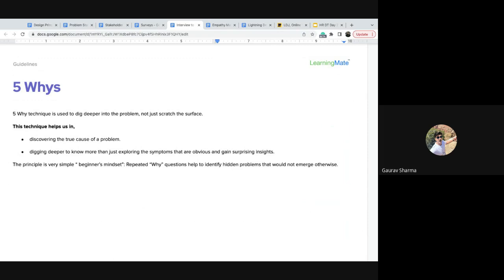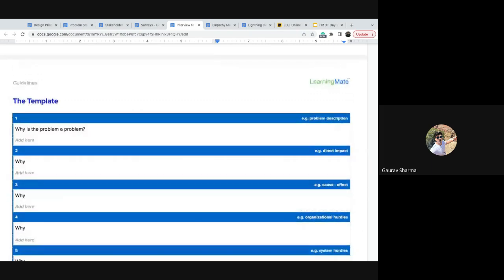This technique helps us discover the true causes of the problem, digging deeper to know more than just exploring the symptoms that are obvious, and gain surprising insights, right? The principle is very simple. Start with a beginner mindset, and repeat why questions on one story or one response that you got, right? So let's look at it.